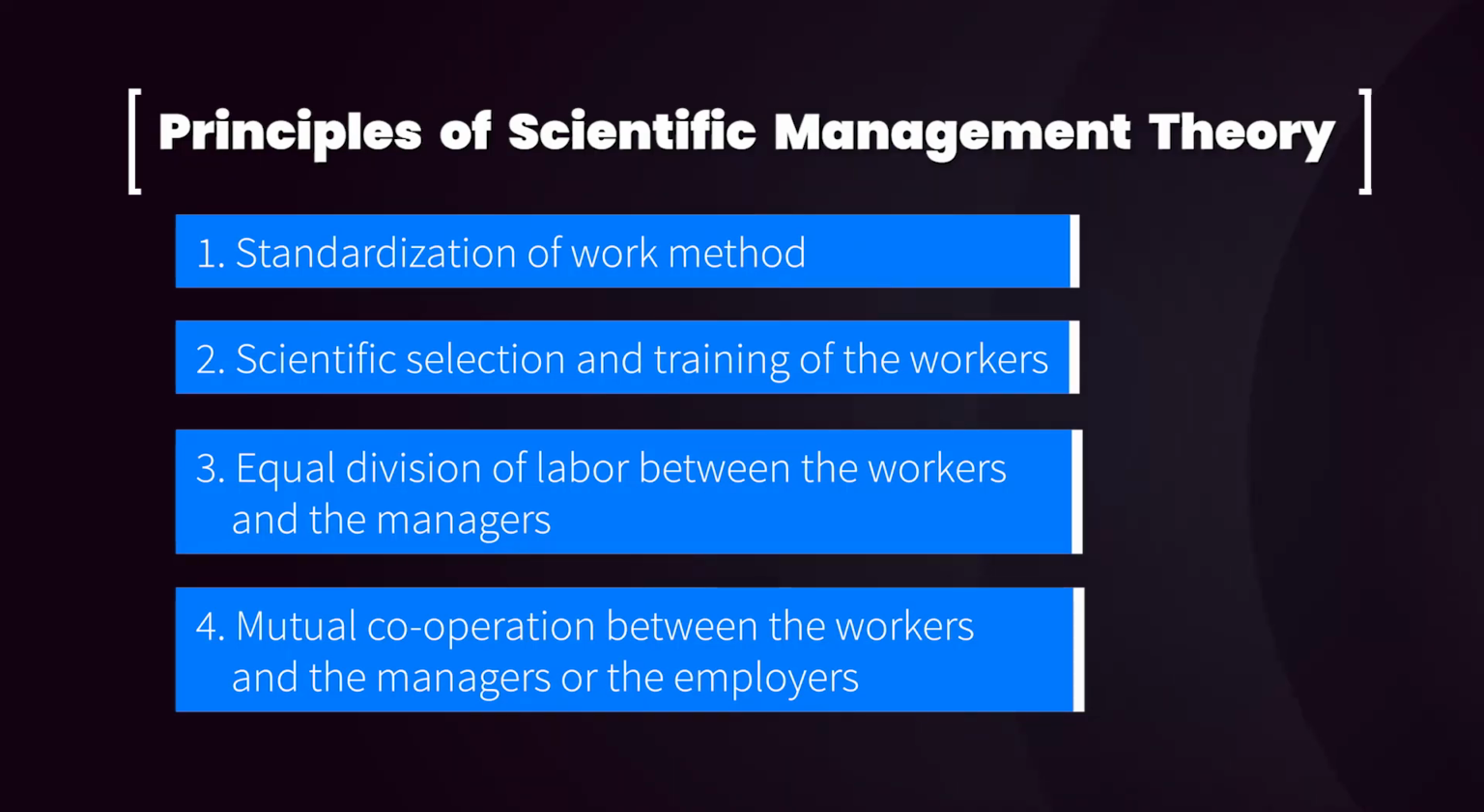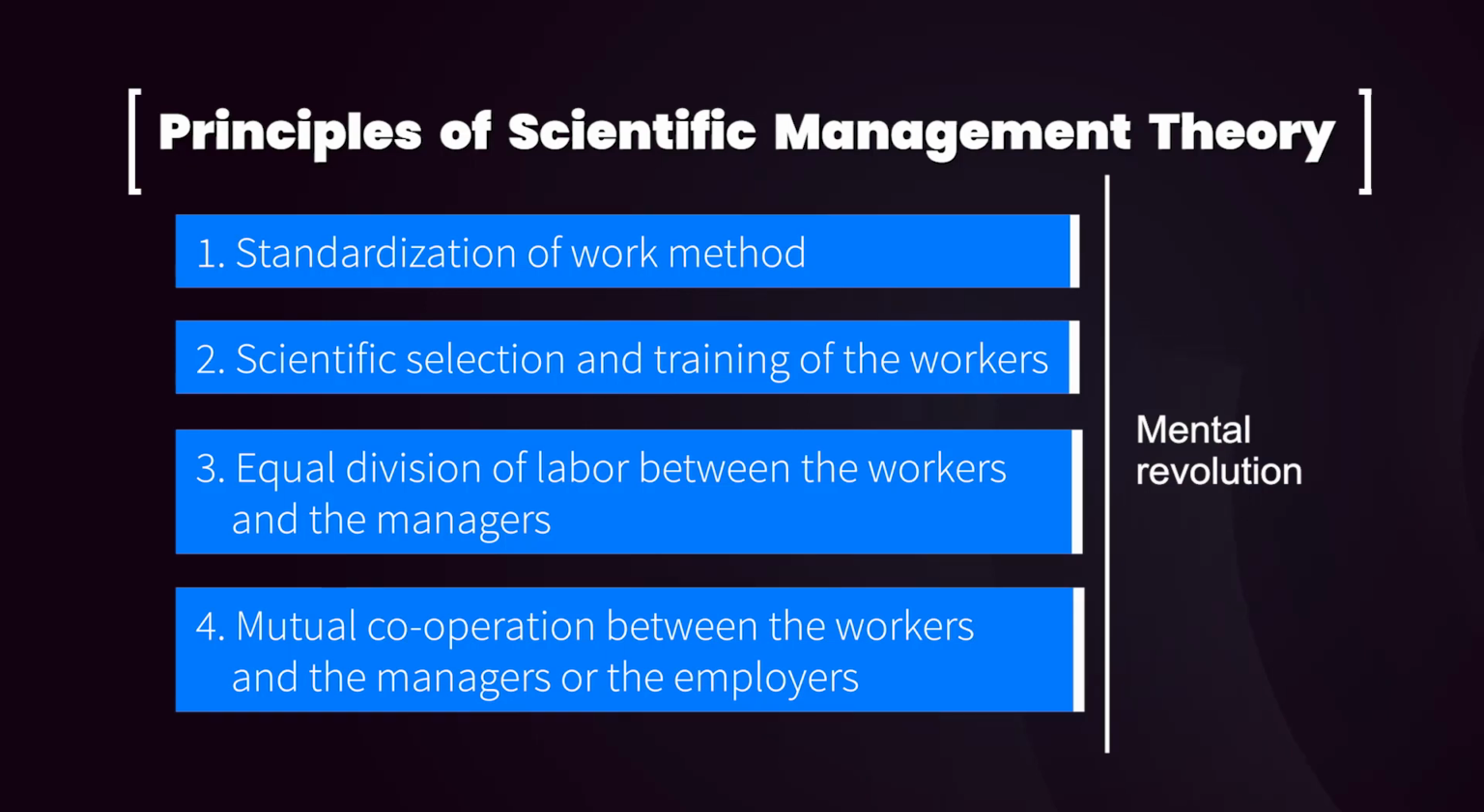If we look at these four principles of scientific management, then we can understand why this theory is known as a mental revolution, because the last two principles highlight the cooperation and equal division of labor between the worker and the managers, and from this perspective this theory was a mental revolution, because the traditional theories have never recognized the mutual cooperation and division of labor between the workers as well as the employers.